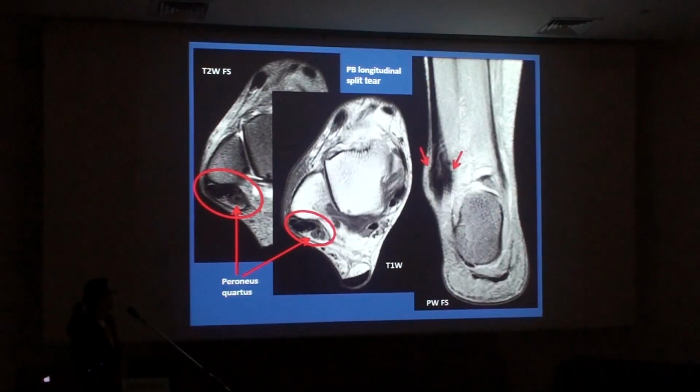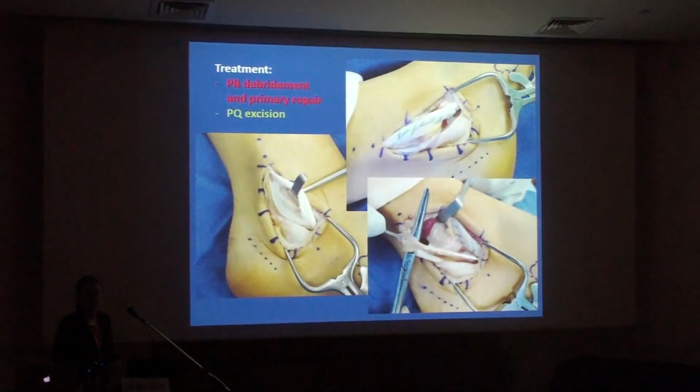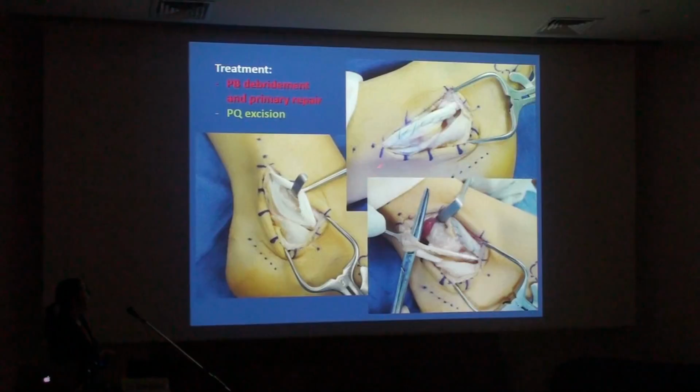So this patient was treated with debridement and primary repair. Note the damage, this was a young patient, and the surgeon told me there was not much damage of the tendons besides the split, and he was able to primarily repair this, and he also excised the Peroneus Quartus.